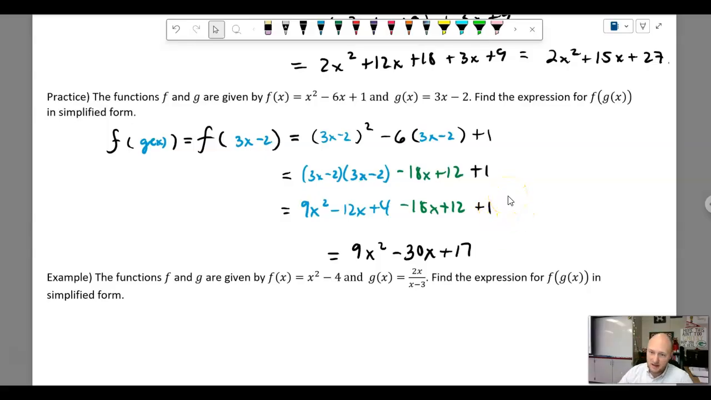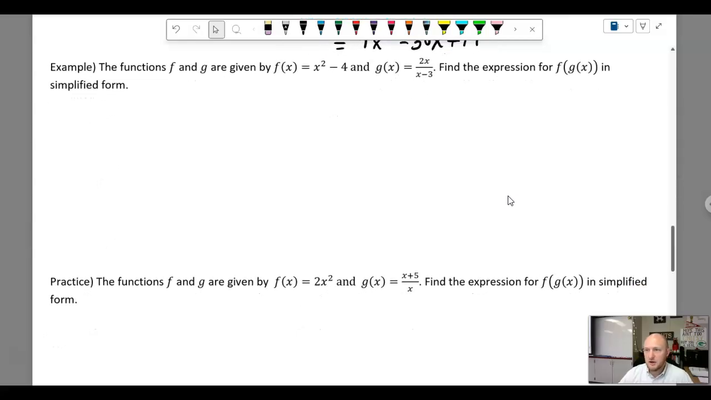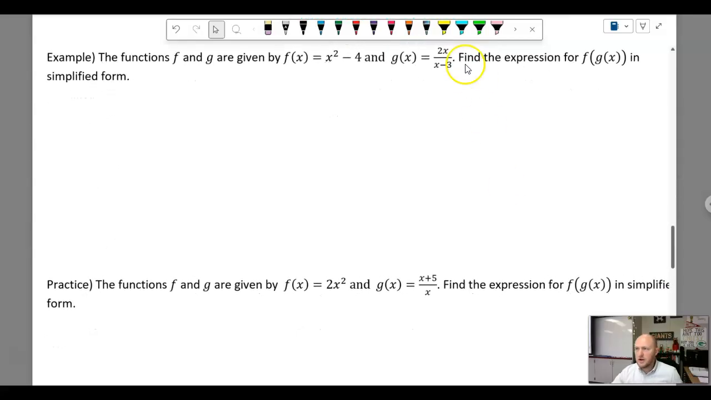So combine your linear terms to give you negative 30x, combine your constant terms 4, 12, and 1, give you 16 and then 17. Okay, another practice or example here where we are asked to find the expression for f of g of x in simplified form. And this one's kind of fun because it involves a rational function.